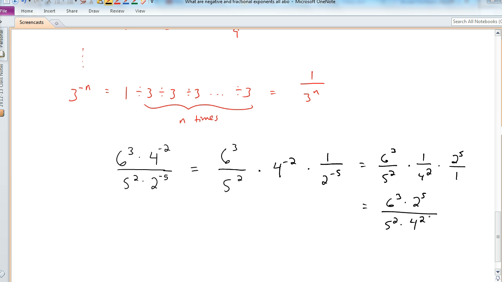And then I would suggest that you look at this and you skip right down to this. I would not suggest doing this whole process each time. I would say that once you understand that the negative exponent is really just asking you to think about a reciprocal, look at this. 6 to the third stayed where it was. 4 to the negative 2 became 4 to the 2 in the denominator. 5 squared stays where it was. 2 to the negative fifth became 2 to the positive fifth in the numerator.